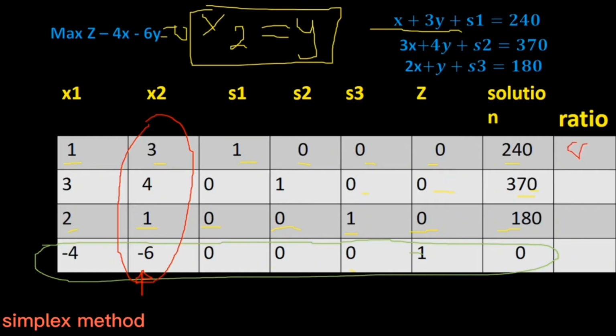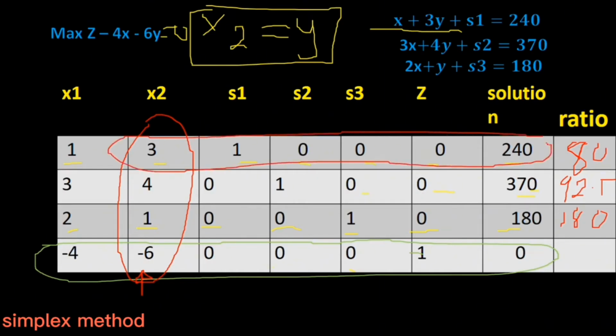You can solve it using your calculator. 80. 370 divided by 4, you have 92.5. Okay. 180 divided by 1, we have 180. Therefore, our pivot row is the least positive ratio. The least positive at this level of the ratio is 80. 80 is less than 92.5, which is less than 180. Therefore, our pivot row is at this point.